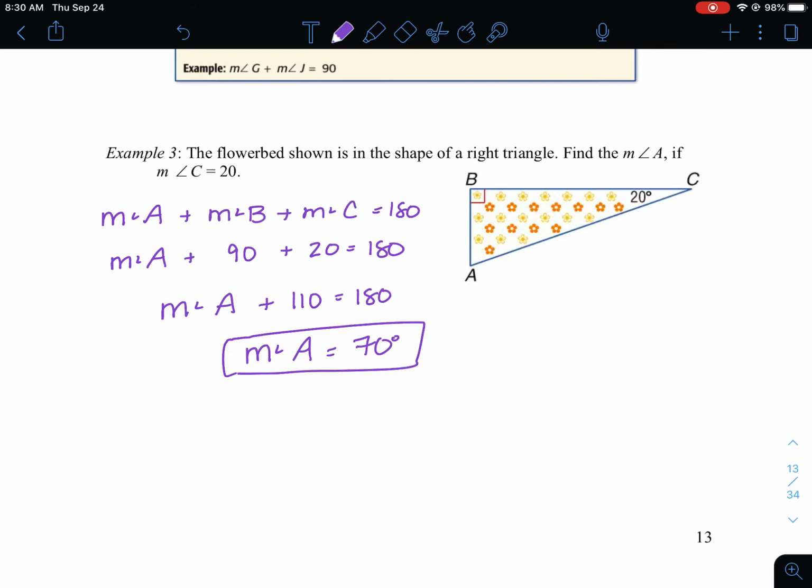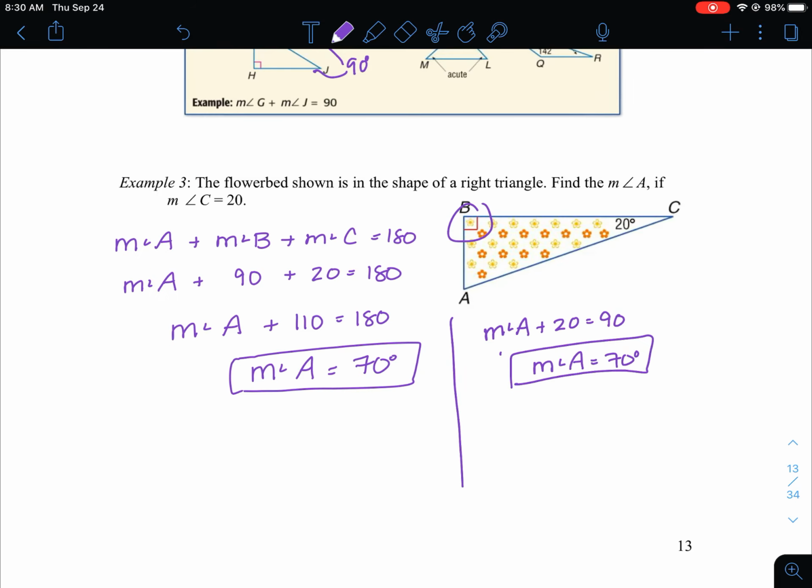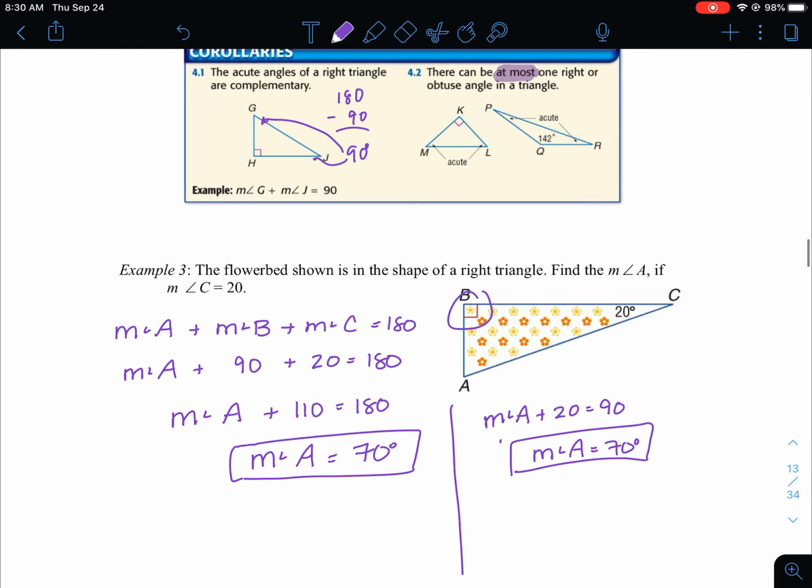We could have said also that since this is already 90, I know there's 90 degrees left, so I could have done the measure of angle A plus 20 equals 90, and then just done the measure of angle A equals 70. So a little bit shorter, and if you remembered this first corollary, that's what they're referring to, but either way we get the same answer. So remember, you do it the way that you understand the best.